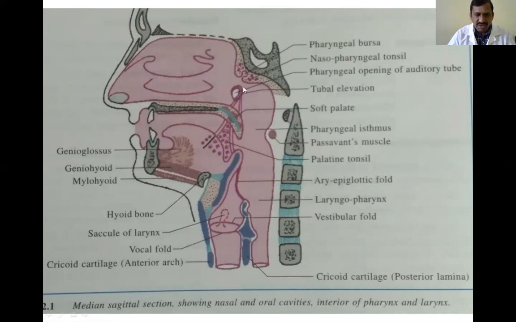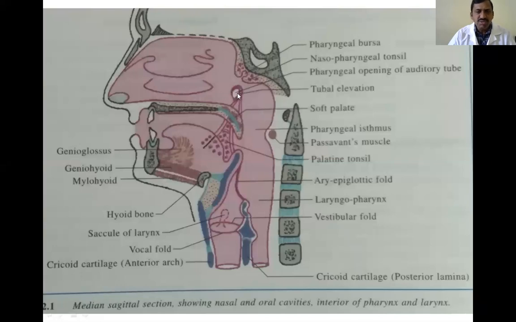From this elevation there are two folds. One goes towards the soft palate, that is the salpingopalatine fold, and the other is the salpingopharyngeal fold. These are the two folds. Here there is a muscle, the salpingopharyngeus muscle, and deep to it there is another muscle, the levator palatini muscle. This is the Eustachian tube.